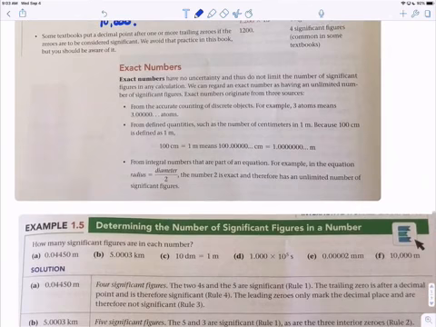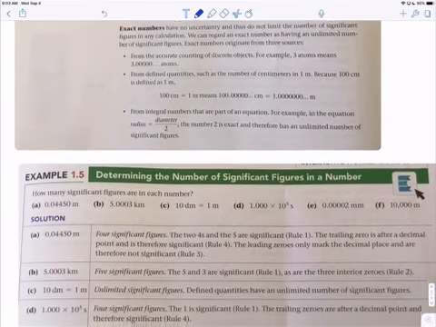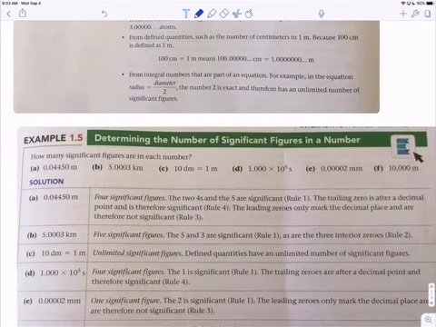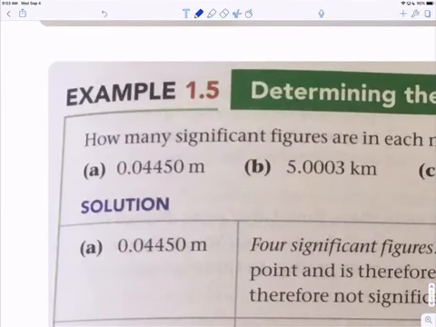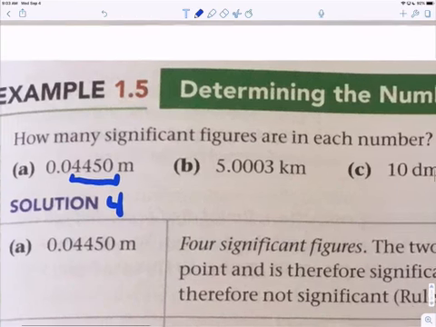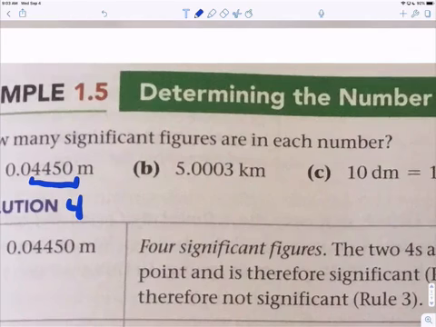So, how are we doing? Any questions? Okay, how many sig figs in each number? For A here, we have 4, 4, 5. These are non-zero numbers, definitely significant. Then we have a 0 after that. Since it's after the decimal point, there are 4 sig figs in that. Questions? Okay, then we have interior zeros. Those are significant, and we have 2 numbers at the end. There are 5 sig figs for this number.